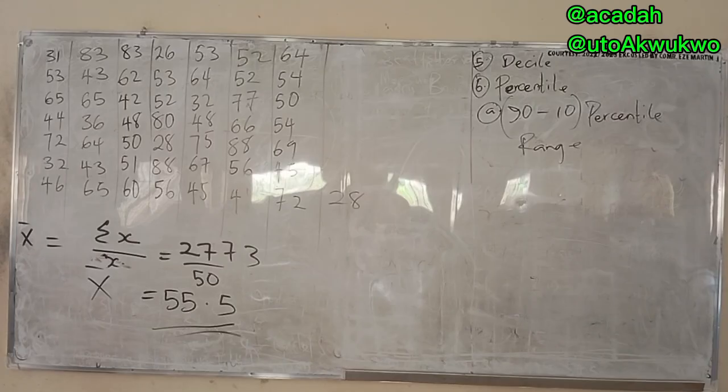The next part says form a good frequency distribution from the data. Now they said using classes 20 to 29, 30 to 39, all those things. So I want to clear this in, because I believe you already have it in your notebook. So let me tell you this.